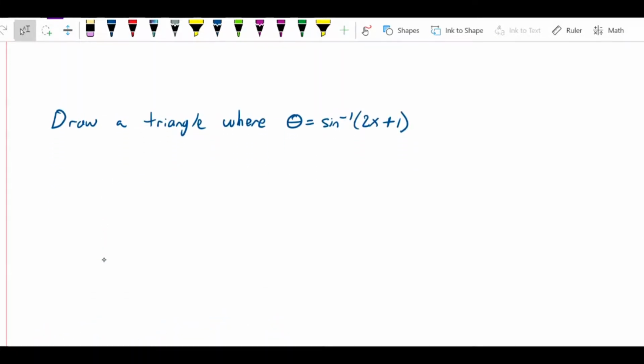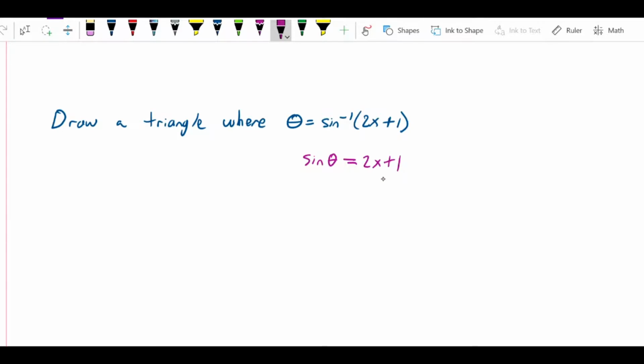Okay, so let's draw a triangle where theta equals arcsine of 2x plus 1. I put this in here specifically because most people just don't expect to see theta equals sine or cosine of anything. I'm trying to emphasize that sine, arcsine, arccosine, arctangent are not the same thing as sine, cosine, and tangent. They are angles. So if we draw a triangle where theta equals the arcsine of 2x plus 1, what we're looking for is a triangle where sine of theta is equal to 2x plus 1.